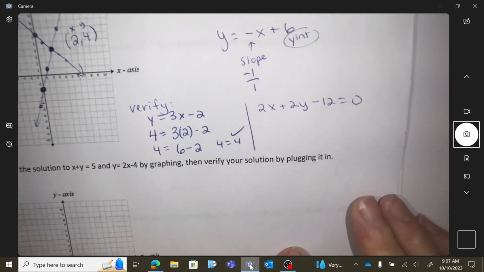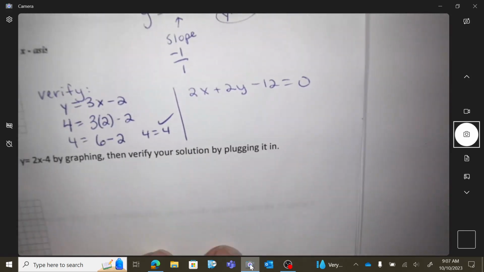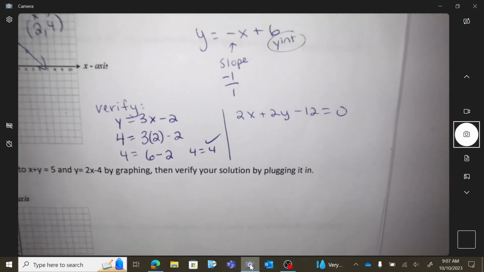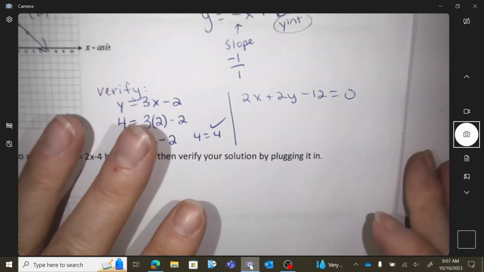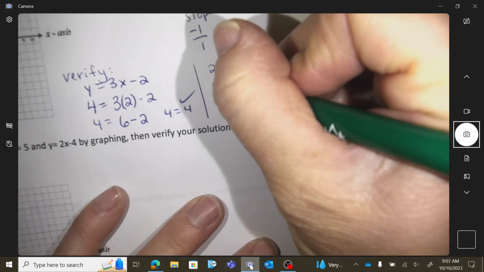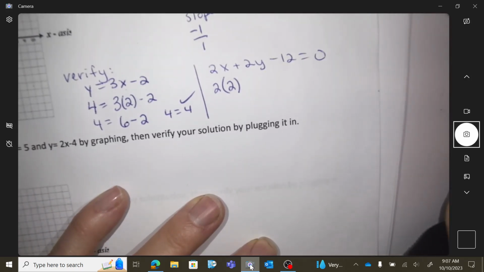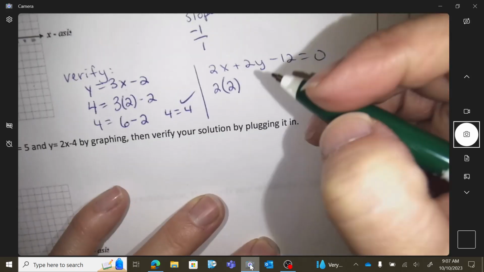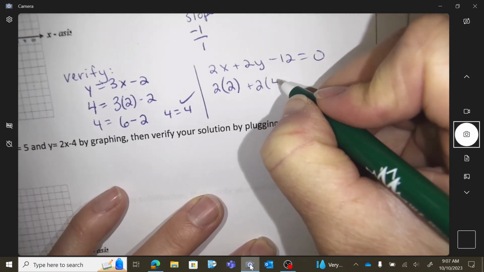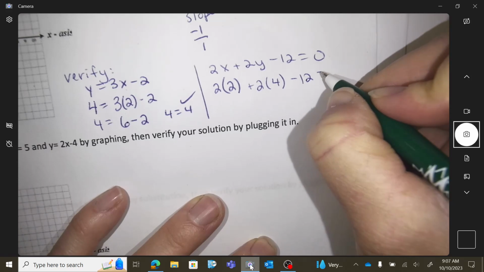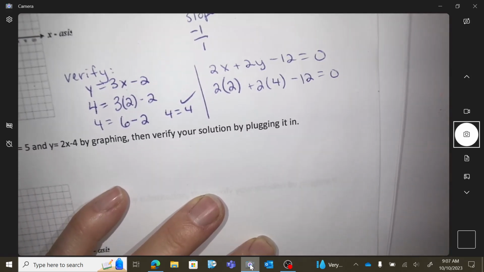And then I'm going to take the other original equation. I'm going to use the original, and then I'm going to plug in. So what did we have? We had a 2 that we could replace x with, and we had a 4 that we can replace y with.